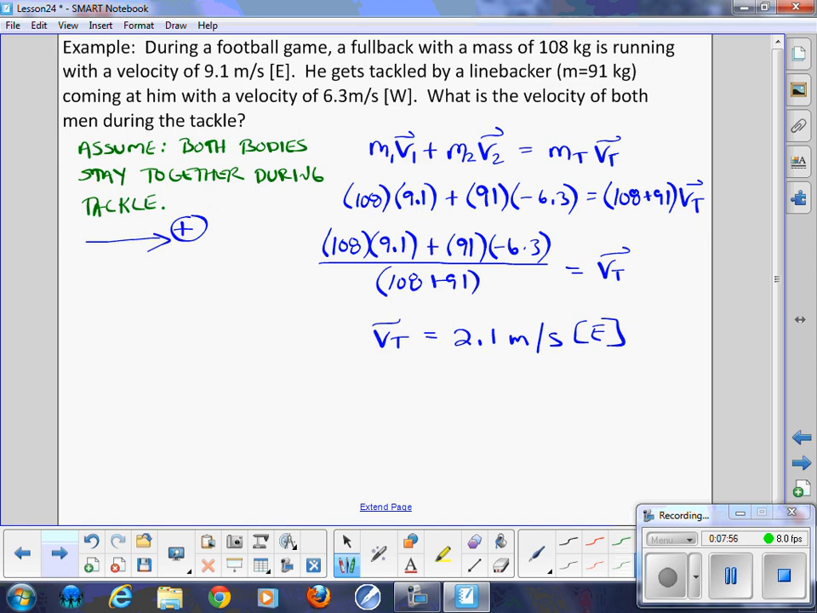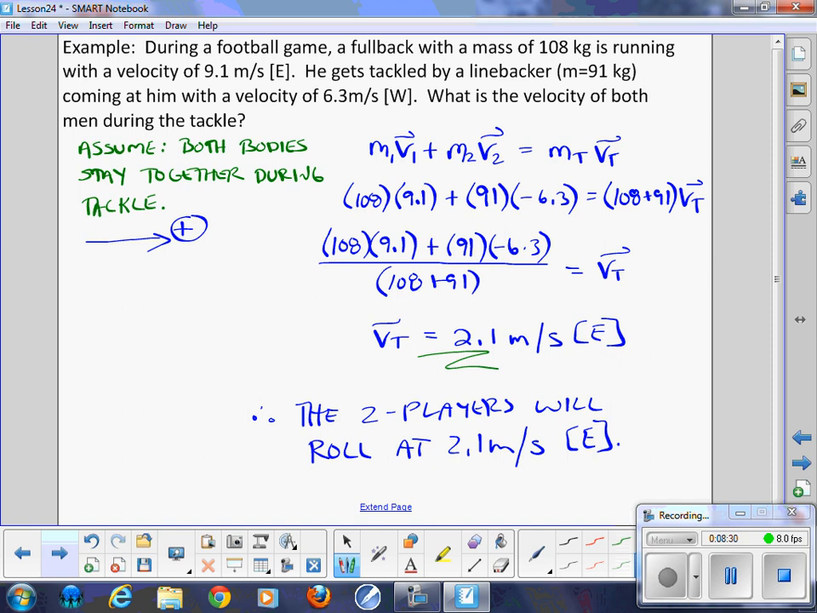So that means that the fullback is going to win. The person who is running east, the larger player with the ball, is actually going to run that other player over. So that player that was heading west at 6.3 meters per second, they are going to have an abrupt change in direction, which causes concussion and pain. So therefore, the two players will roll at 2.1 meters per second east. At least that's initial until they end up ending their roll.